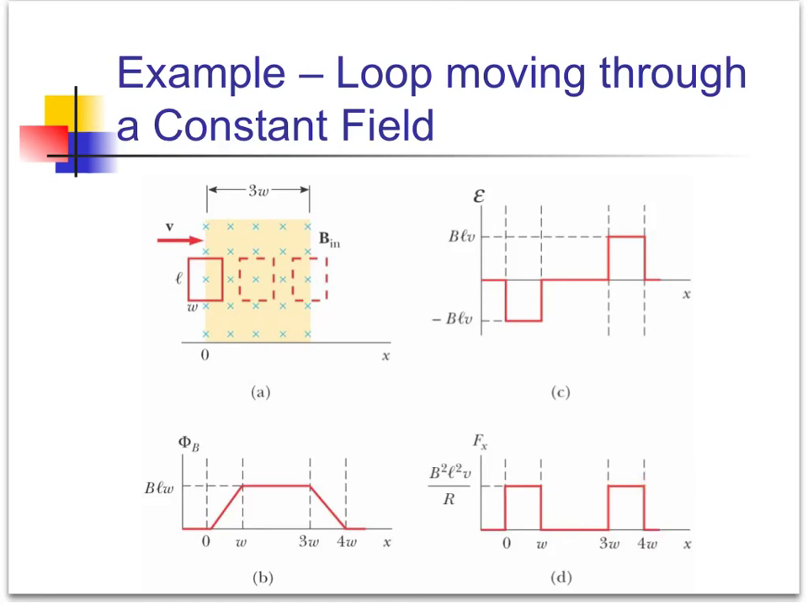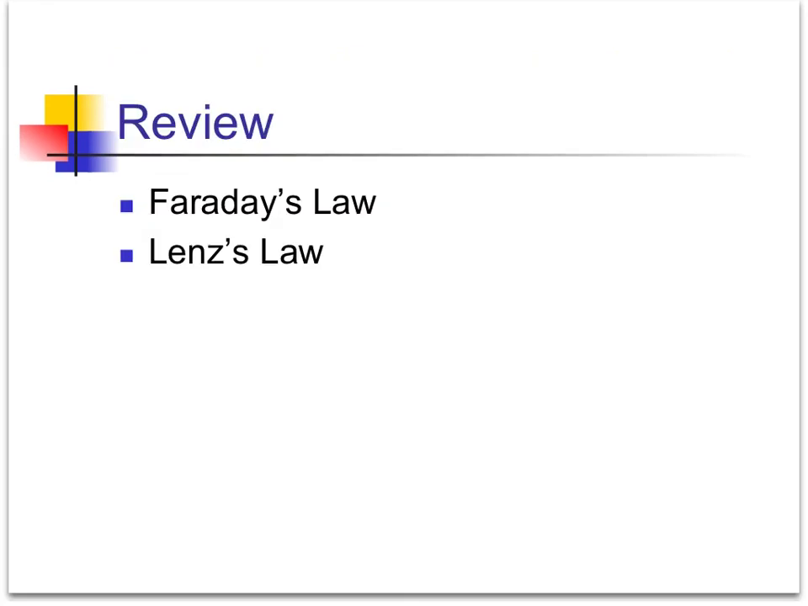So, to review what we talked about today, Faraday's law states that there's an induced EMF whenever you have a changing magnetic field going through a loop. And Lenz's law states that the direction of the current in the loop is such that it tries to keep the magnetic flux constant in the loop.